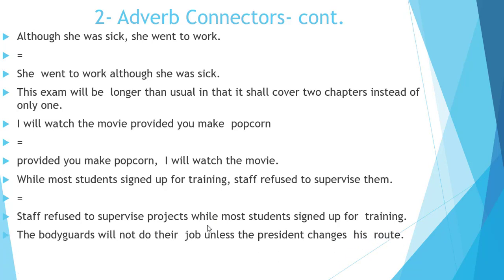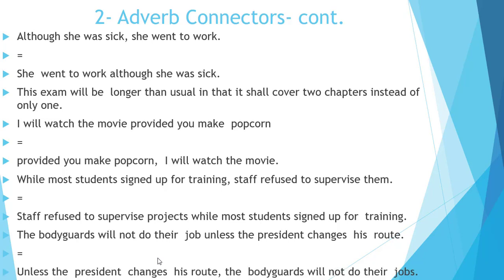The bodyguards will not do their job unless the president changes his route. Unless here means if not. If not, the president changes his route. If the president does not change his route, they will not do their job. This is the meaning. This is equal to, unless the president changes his route, the bodyguards will not do their jobs. If the president does not change his route, they will not do their jobs. Again, we have here subject verb, comma, subject verb, because the connector came in the beginning of the sentence.